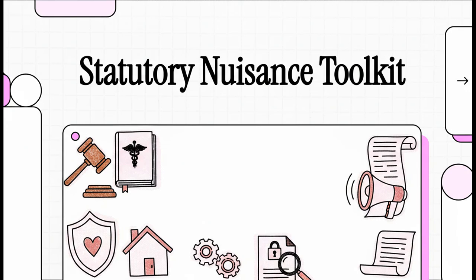All right, let's get right into it. We're going to talk about what is, for sure, the most important framework you use every single day: statutory nuisance. We're going to break down the legislation that gives you your power and really map out the specific tools you have in your kit to protect your communities.